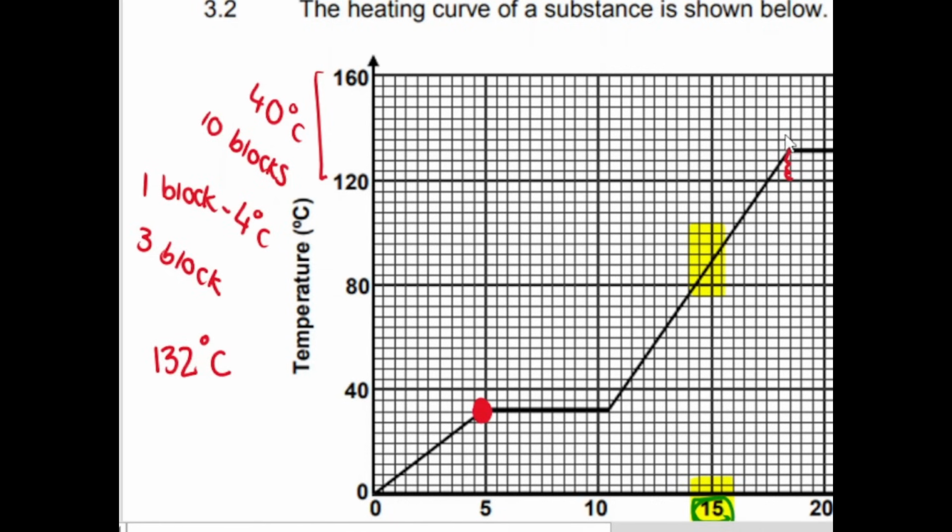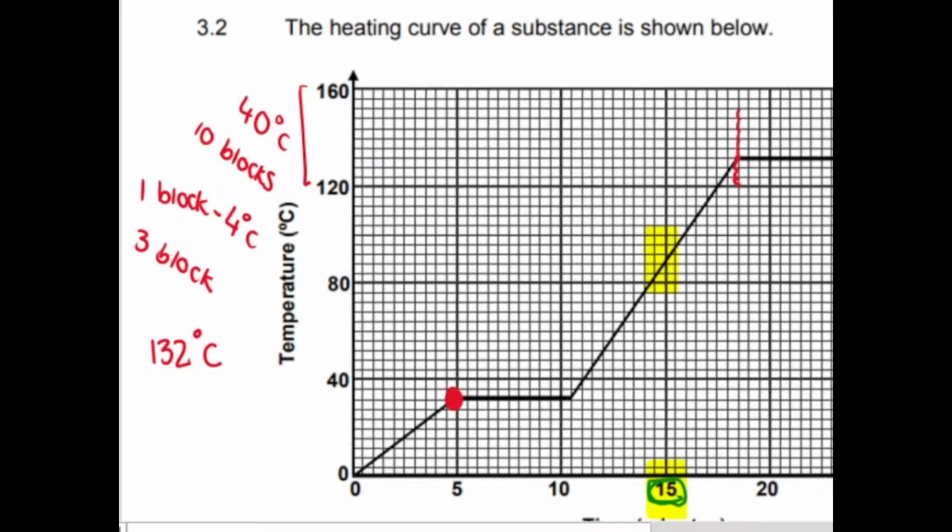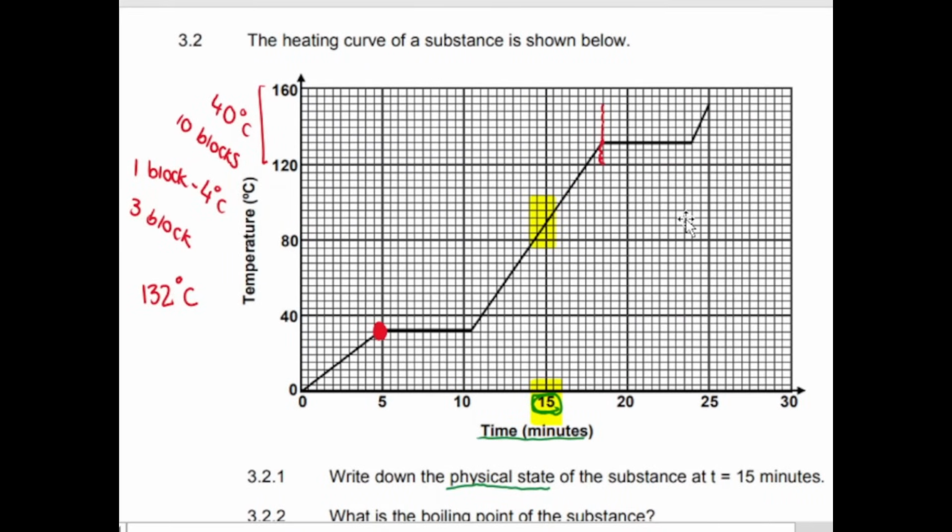If you keep going up in increments of 4, bunny hops of 4, you will eventually get to 160. But our boiling point is 1, 2, 3 bunny hops above 120: 124, 128, 132. There we go. So a lot of your physics and chemistry paper will be you interpreting graphs, how to read off graphs, making sure you understand the axes correctly, and just make sure that if they ever ask you to draw a heating curve, that you give your graph a heading. So it'll be heating curve of a substance, or temperature versus time for a certain substance.